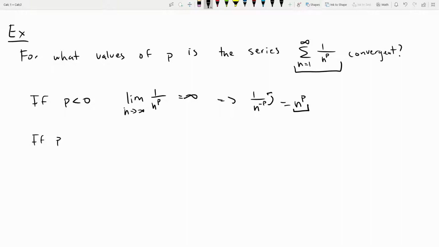Now if p is equal to 0, then again the limit as n approaches infinity of 1 over n to the p is going to equal 1, because p is 0, so 1 over n to the 0 is just like saying 1 over 1, and the limit of 1 is just going to equal 1. And again, for both of these cases, we're using that limit test, and because it's not equal to 0, we can conclude that for these values of p, this series is going to be divergent. If you haven't learned about that little limit test that we did in the previous lesson, I suggest you go back, because it's very useful. As you can see, it's very quick and easy to determine if something is divergent.